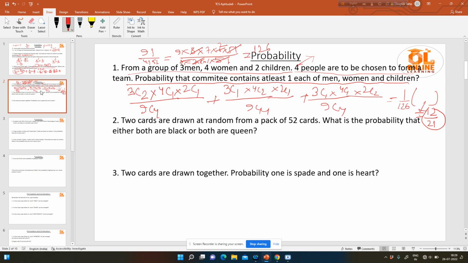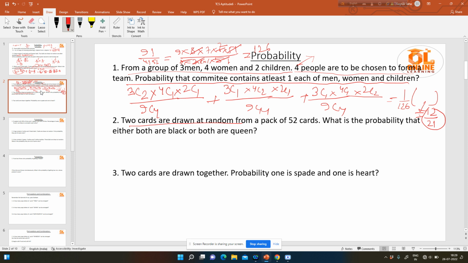Okay, now let us move to the next question. Two cards are drawn at random from a pack of 52 cards. What is the probability that either both are black or both are queen?